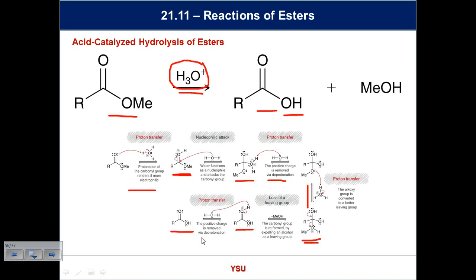That, my friends, is exactly the opposite of the Fischer esterification. Fischer esterification, you start here and you end up there. This is exactly the opposite. Save yourself some time and some pain by seeing that and organizing it in a way that it sinks in. Can you memorize this stuff? Sure, but it's painful.